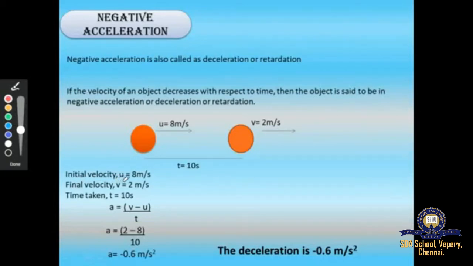So the initial velocity u is equal to 8 meter per second and the final velocity v is equal to 2 meter per second. The time taken t is equal to 10 seconds. We know that acceleration is equal to final velocity minus initial velocity by t. So final velocity v is 2, initial velocity u is 8 and the time taken is 10. When you calculate, you will get acceleration is equal to minus 0.6 meter per second square. So the deceleration is minus 0.6 meter per second square.